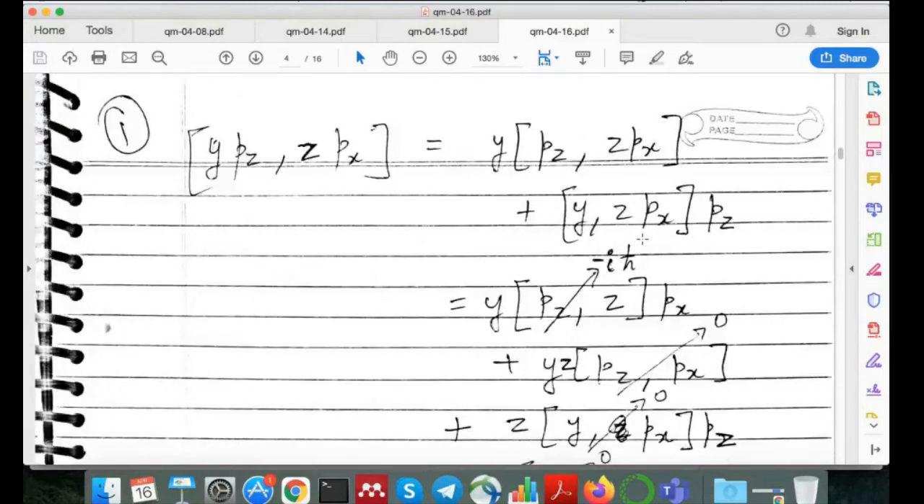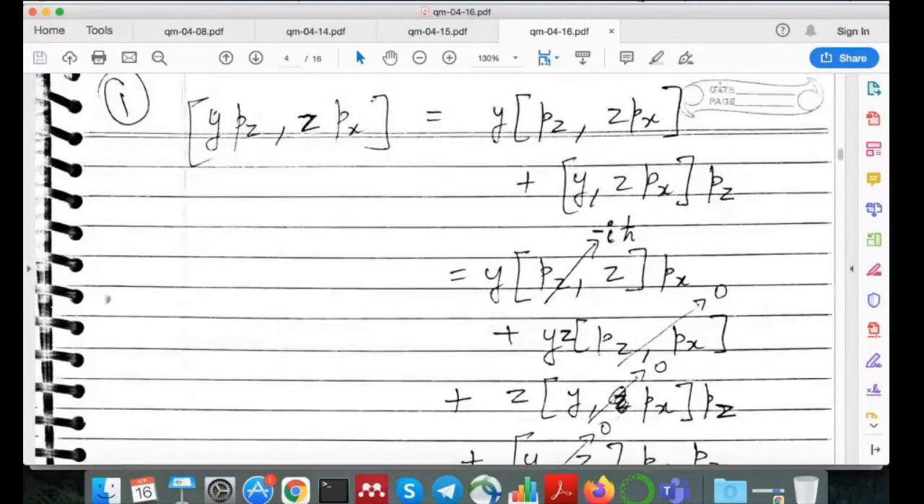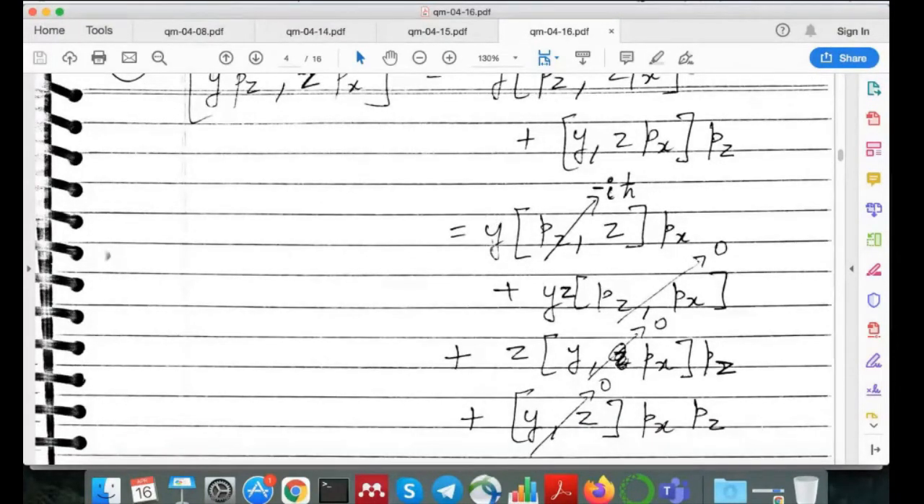Okay, all right. Then we can do it further for this [z, px] also. So then we'll get y [pz, z] into px plus yz into [pz, px]. And then similarly the other two terms. Now the pz, z relation we already know. The commutator relation between z, pz is iħ, so the commutator relation between pz, z would be minus iħ. This we already know again from our second chapter.